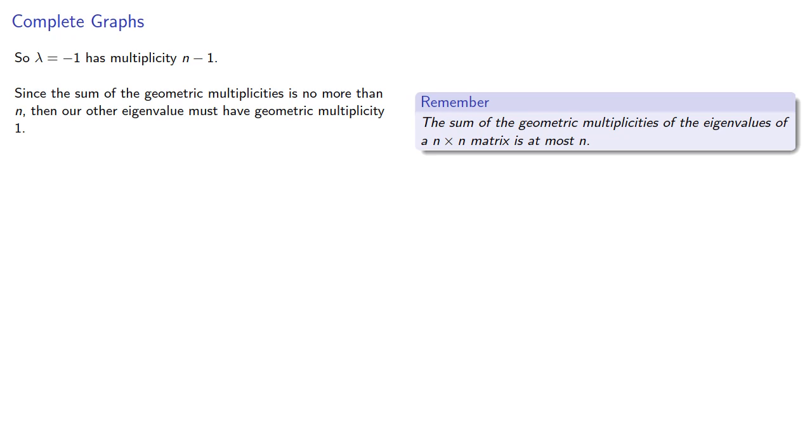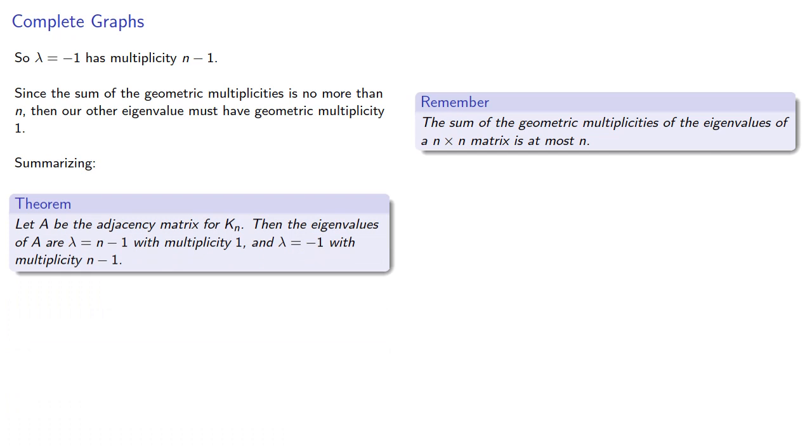And so putting our results together, let A be the adjacency matrix for a complete graph. Then the eigenvalues of A are n minus 1 with multiplicity 1 and negative 1 with multiplicity n minus 1.